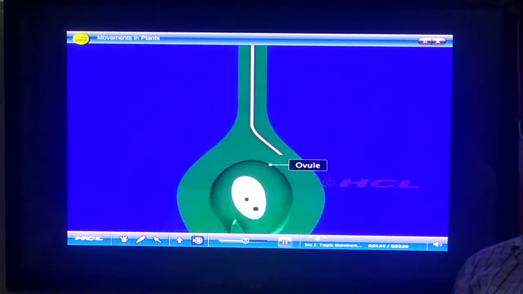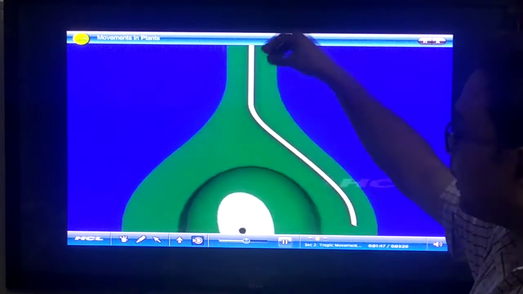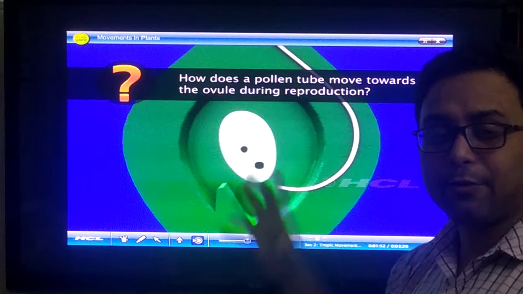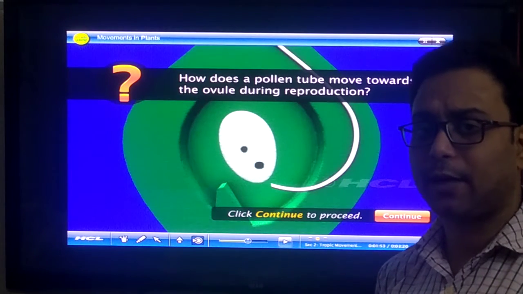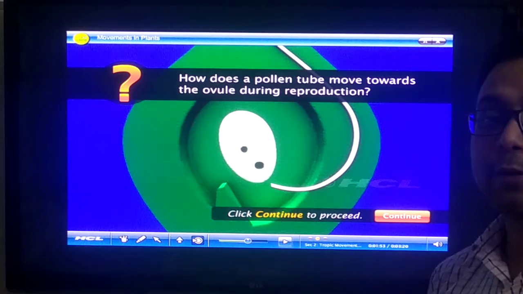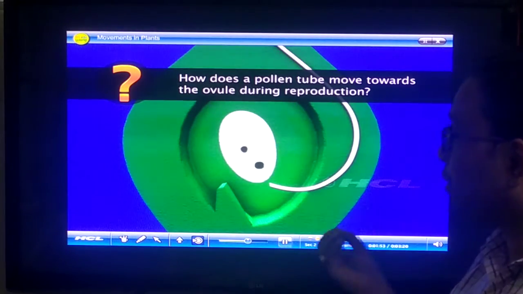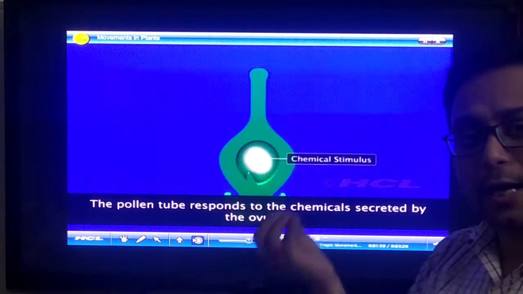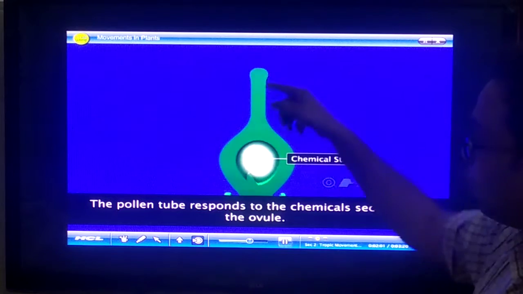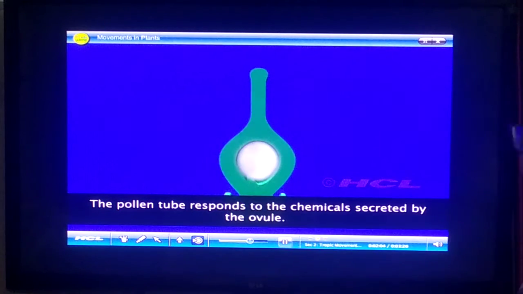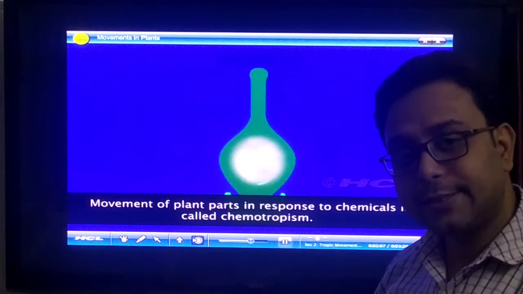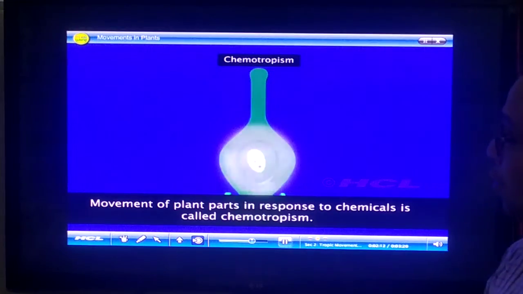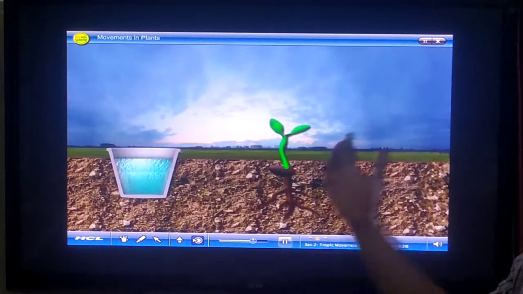Now the chemical substances are involved. When the pollen grains are formed in the stigma, they ultimately go to the embryo sac. But how do they identify the embryo sac? Here, a chemotropic movement is happening. Due to the release of some chemicals, they can identify where the embryo sac is located. So the pollen tube can go inside the embryo sac, because fertilization happens inside the embryo sac. So this is movement of plant parts due to chemical substances.